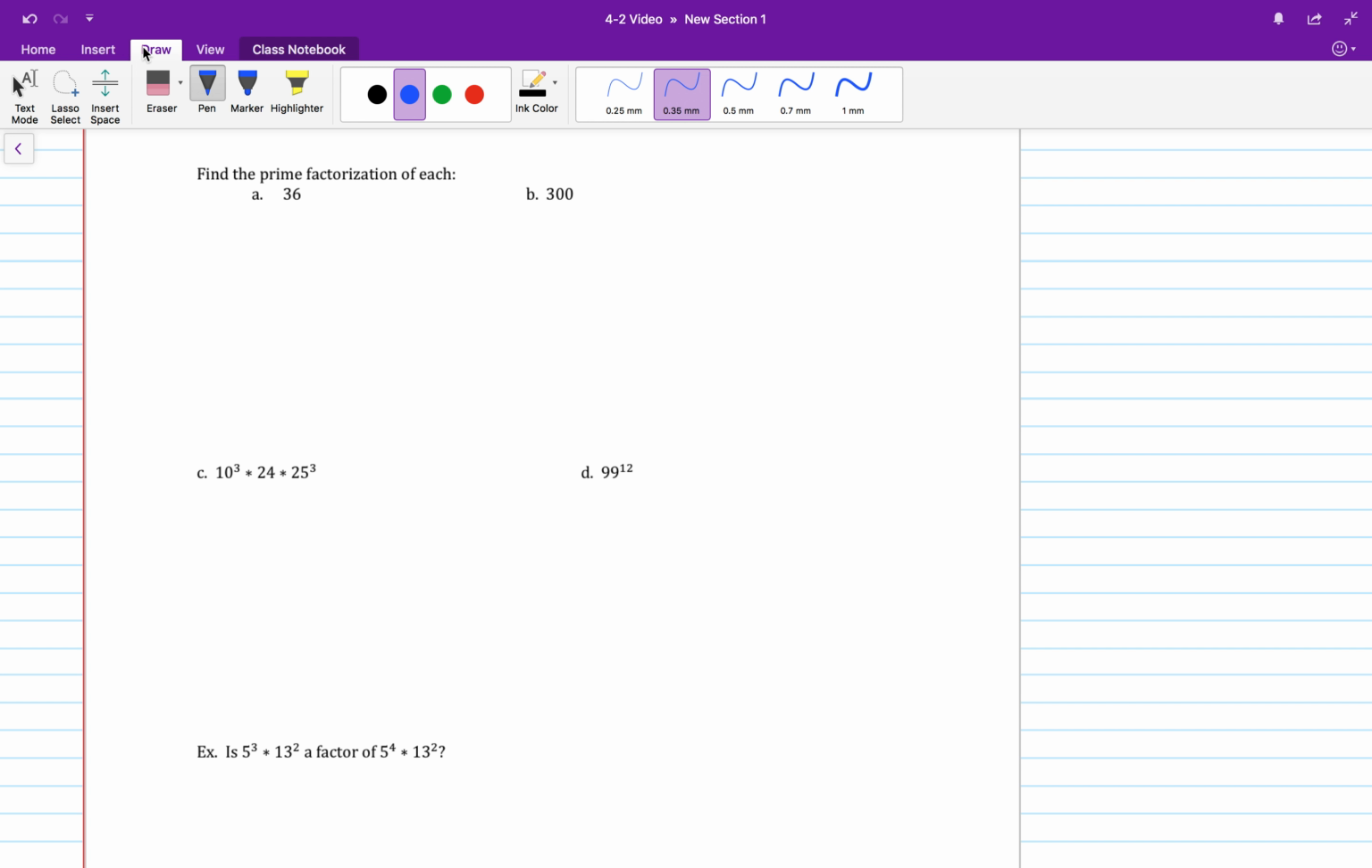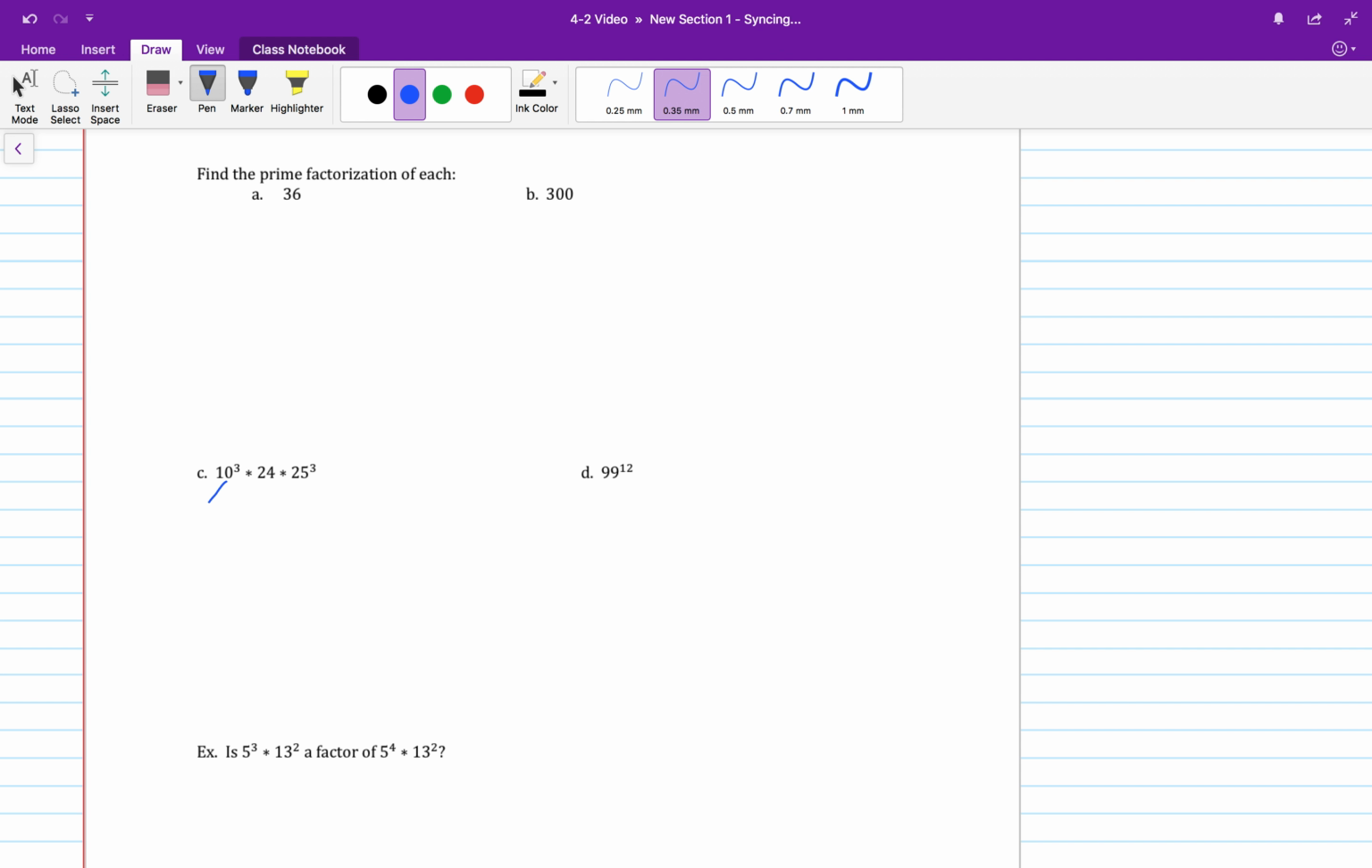Let's take this idea of prime factorization of one number and apply it to several numbers. Let's look down here at part C. I've got 10 cubed times 24 times 25 cubed. I'm going to treat each of these numbers as separate terms.